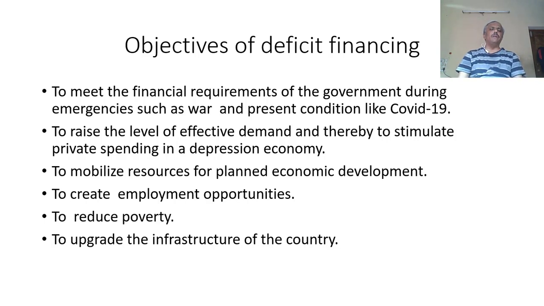Next, to reduce poverty. All of us know that poverty is a situation of non-availability of basic needs. When basic needs are not available in the system, it is a kind of vicious circle of poverty. It causes an increase in social overhead expenditure. To stop this, when the government takes a step on deficit financing in advance, obviously we can reduce poverty and increase economic development.